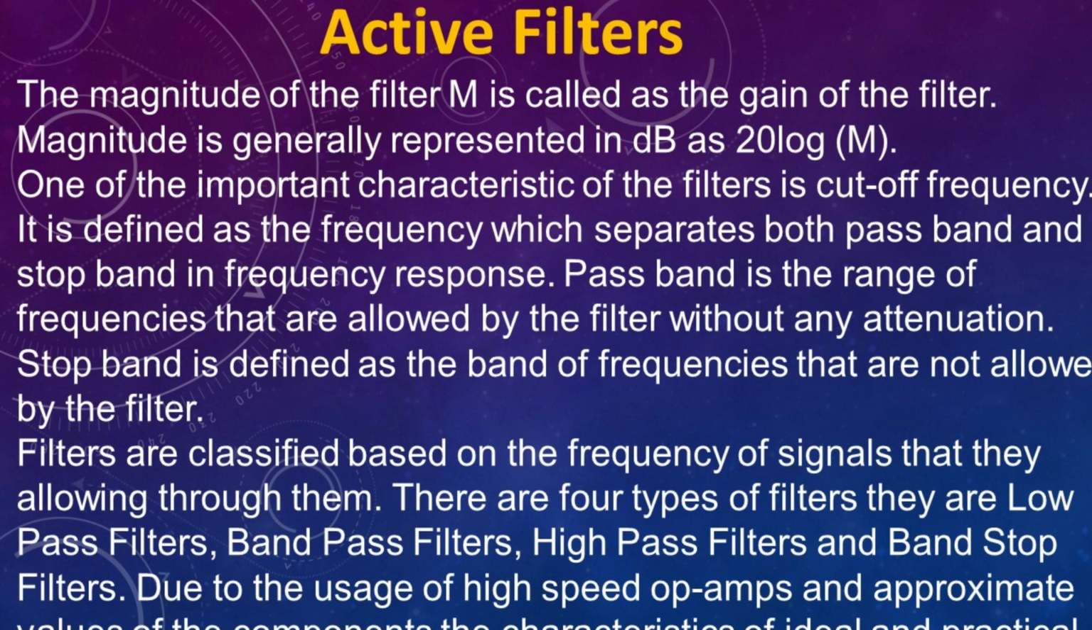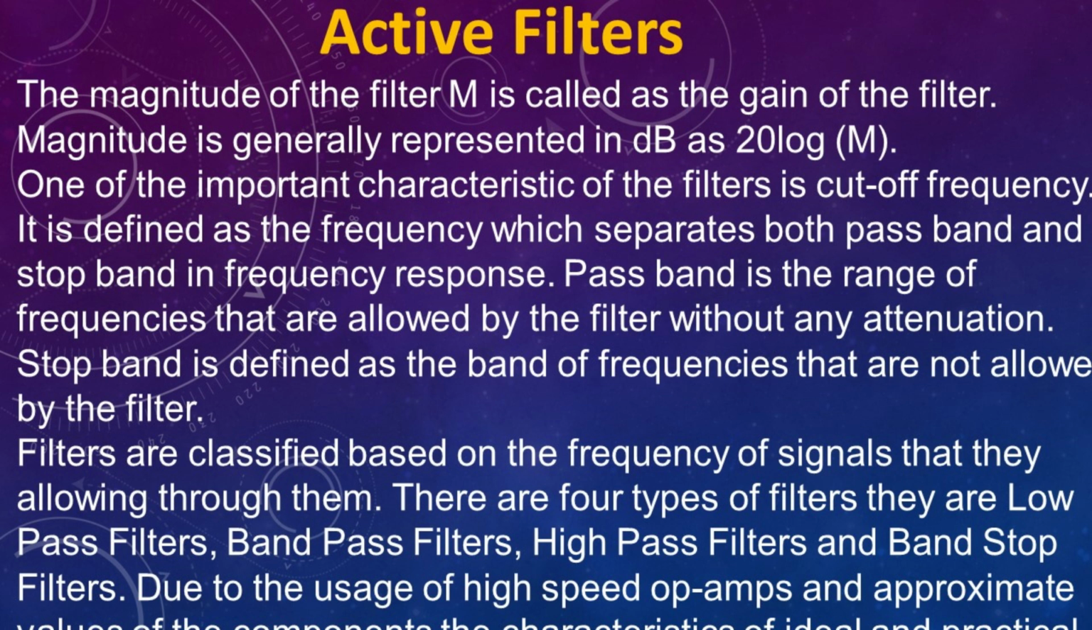Passband is the range of frequencies that are allowed by the filter without any attenuation. Stopband is defined as the band of frequencies that are not allowed by the filter. Filters are classified based on the frequency of signals that they allow through them. There are 4 types of filters. They are low-pass filters, band-pass filters, high-pass filters and band-stop filters.